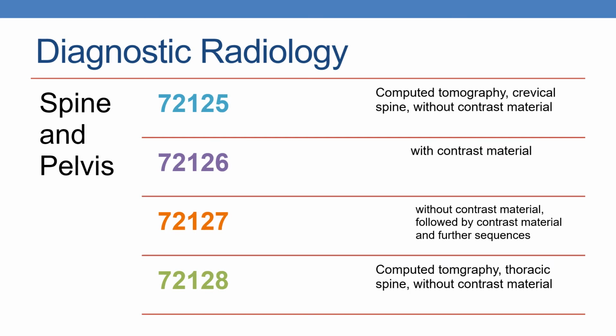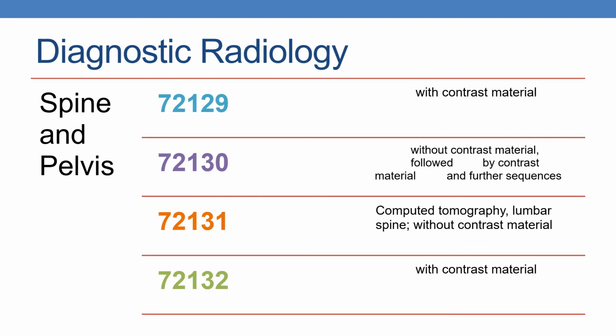Now coming to next CPT 72125, which is CT cervical spine without contrast material. 72126 is CT cervical spine with contrast material. 72127 is CT cervical spine without contrast followed by contrast material and further sequences. Next is 72128, CT thoracic spine without contrast material. 72129 is CT thoracic spine with contrast material. The next is 72130, CT thoracic spine without contrast material followed by contrast material and further sequences.